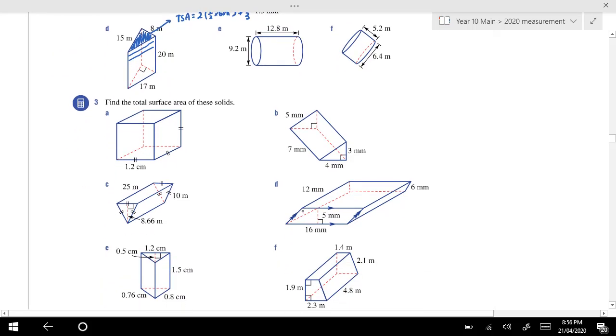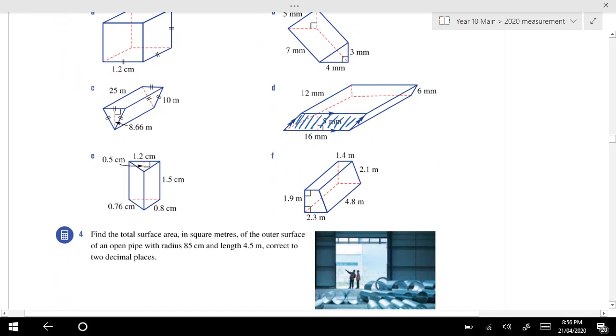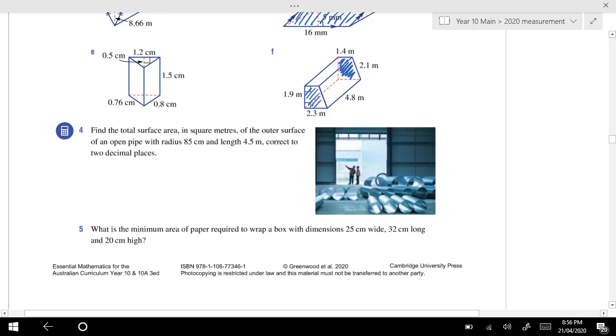Similarly with those, you'd have to look up your formula for a parallelogram. So we've got triangular faces, and trapeziums as well. We've got trapeziums there as well. So you'd have to work out the area of those trapeziums.